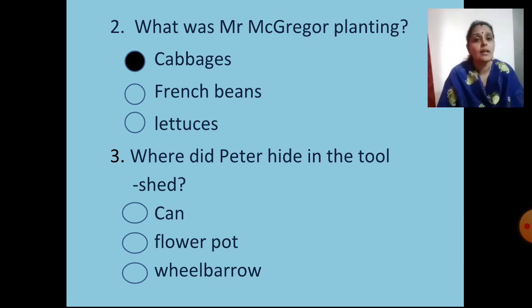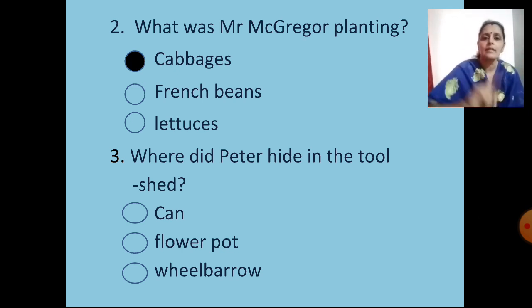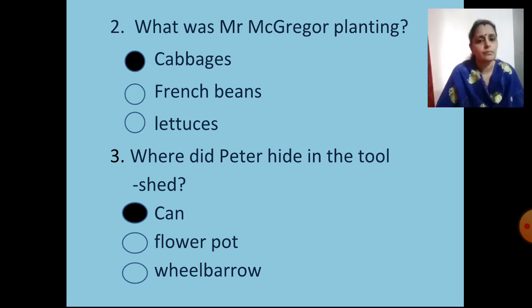The next one, where did Peter hide in the tool shed? When Mr. McGregor is chasing him, Peter runs into the tool shed and he hides in a can, flower pot or wheelbarrow. In what does he hide? He hides in a can. So let's select can by clicking on it. Understood, children? Yes.